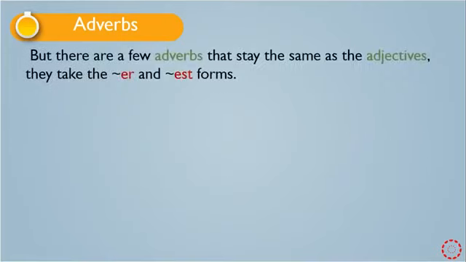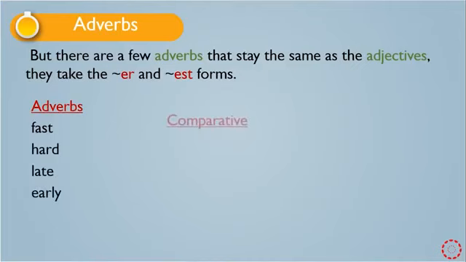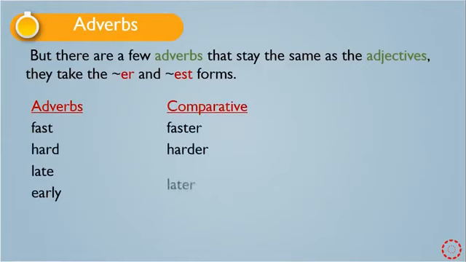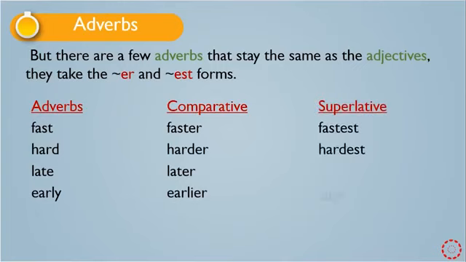But there are a few adverbs that stay the same as the adjectives. They take the ER and EST forms. It means they take ER for the comparative and EST for the superlative form. Look at these examples. These are adverbs: fast, hard, late, and early. For the comparative, we say faster and harder, later, or earlier. For the superlative, we add EST. We say fastest, hardest, and later became latest.